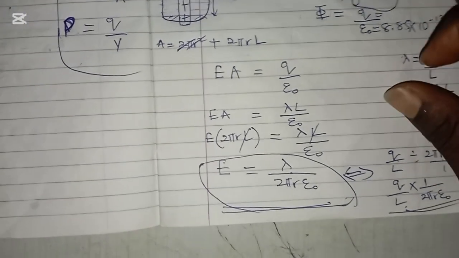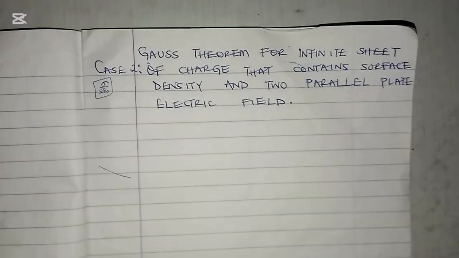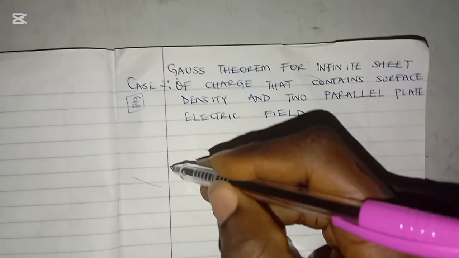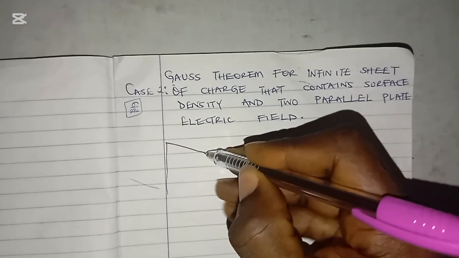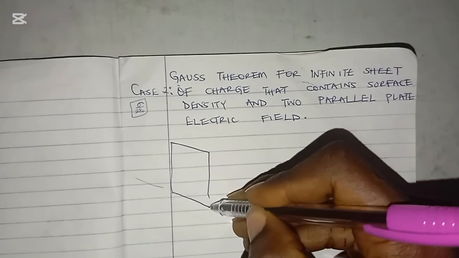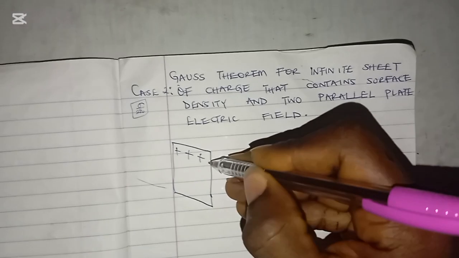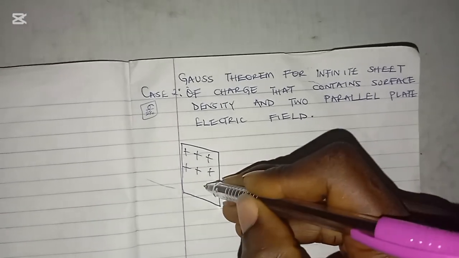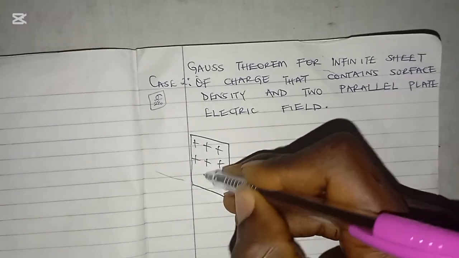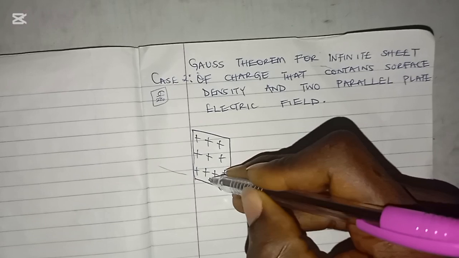So let's go to case 2. Okay, reading the subheading, let me make a drawing. So let's say we have charges. Let's say these are charges that we have. Charges everywhere.